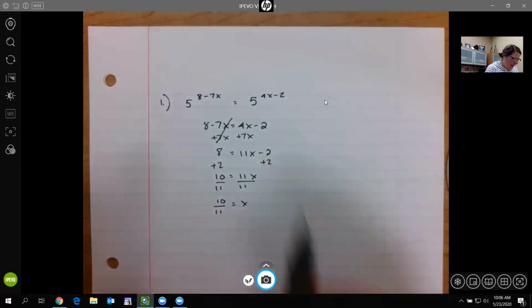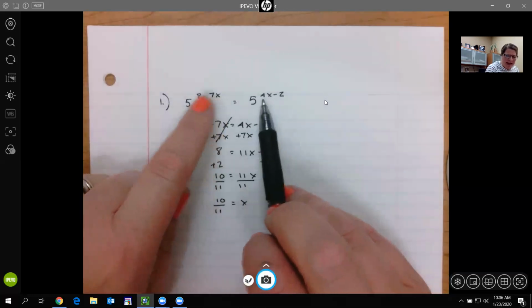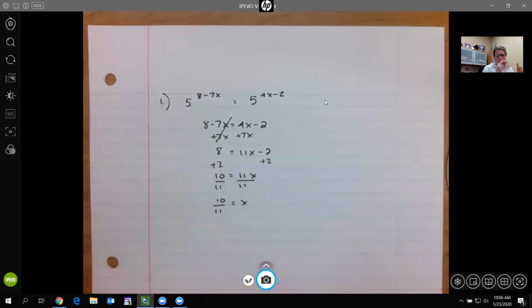That means if I put 10 11ths in up here and I multiply and add, I get the same number. So it's going to bring 5 to the same power on both sides. So if I have an exponent, I can solve it that way.